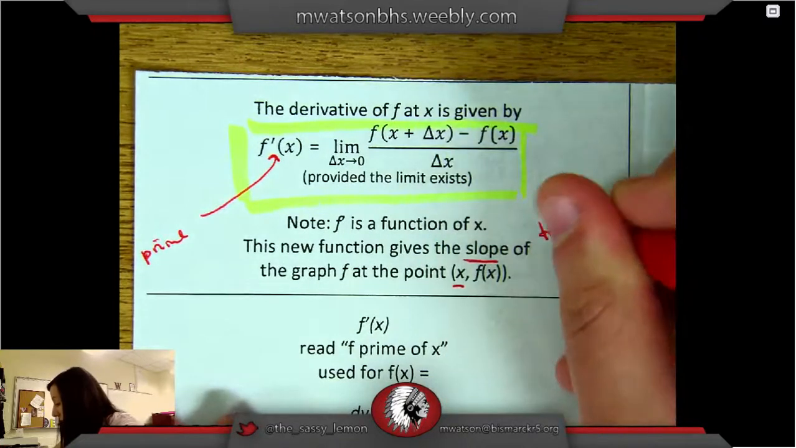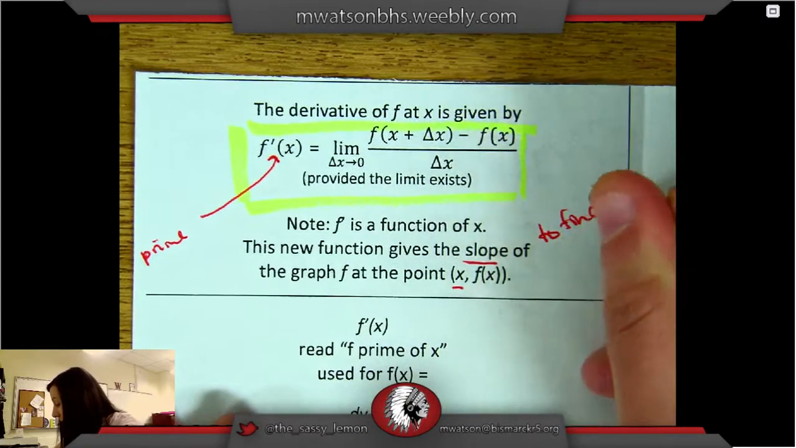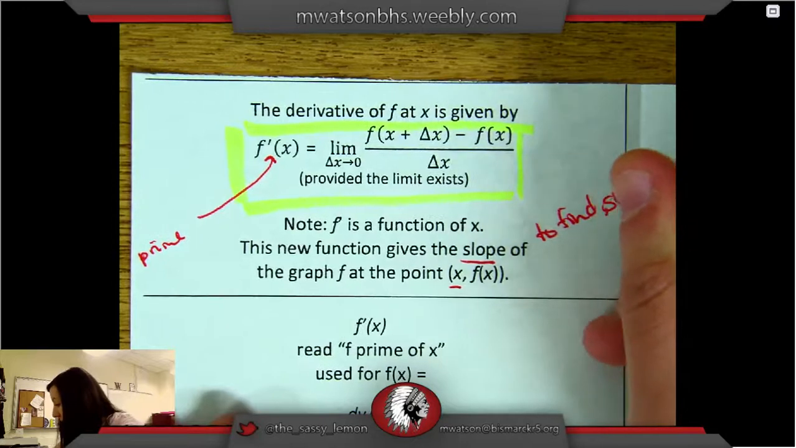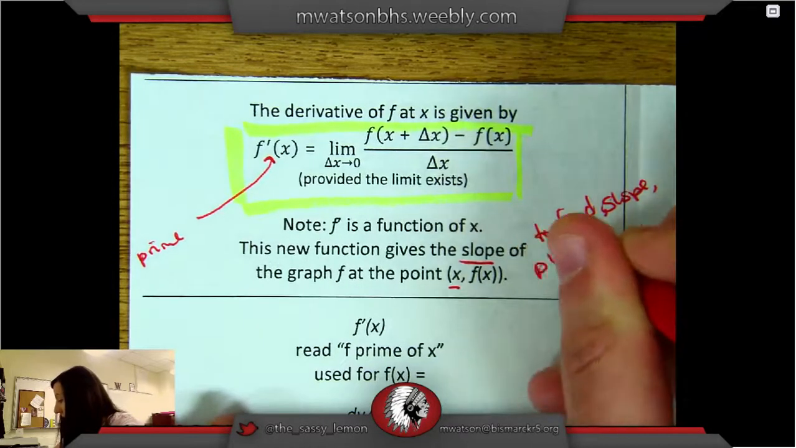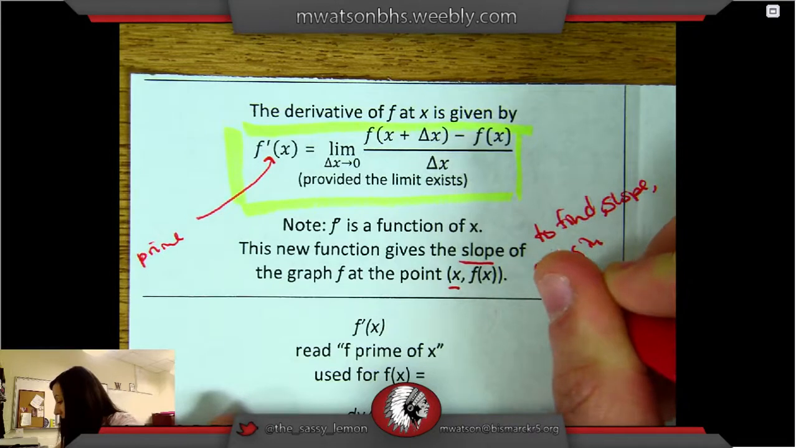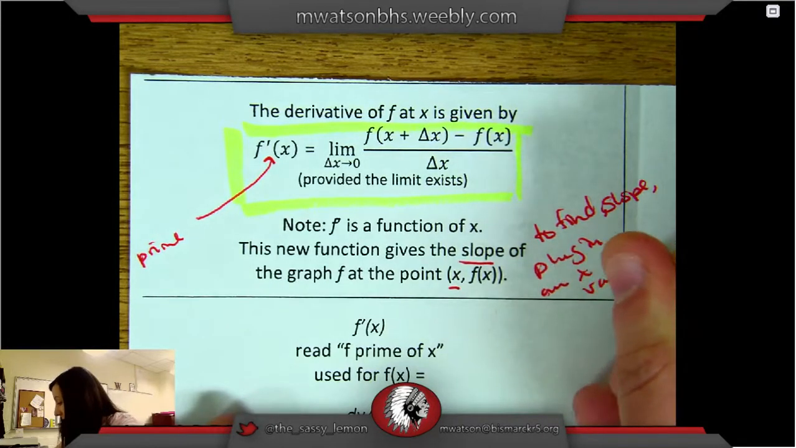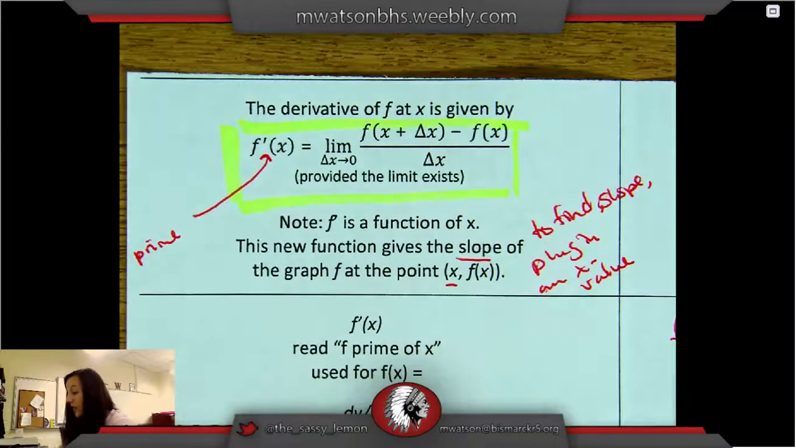So this just means to actually find the slope, you have to plug in x. So to find slope, plug in an x value. If you don't do that, you'll just have a function.